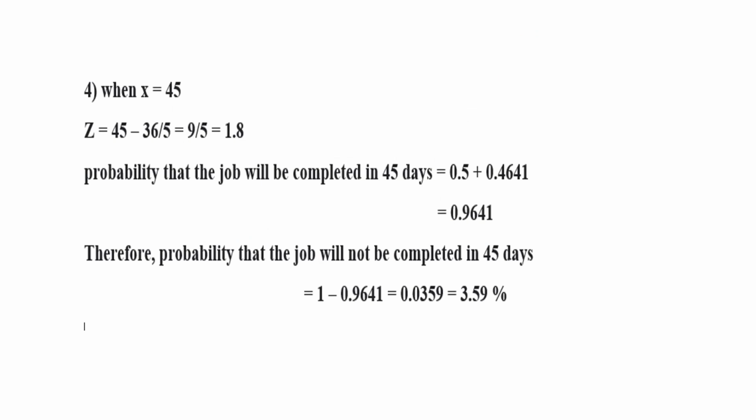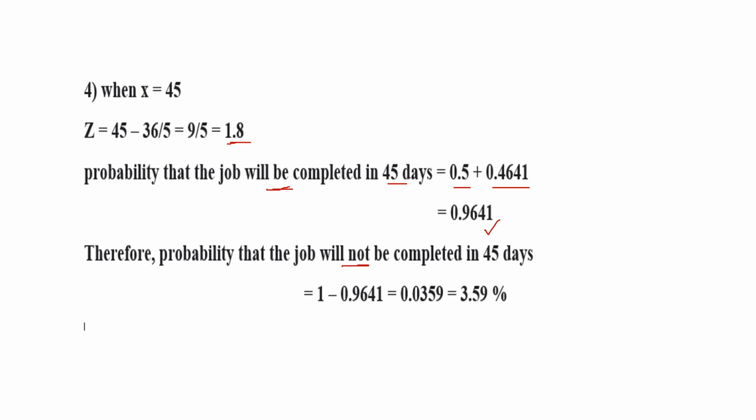Now the fourth question: what is the probability that the project will not be completed within 45 days? Here, we first calculate will be completed within 45 days, and the z value is 1.8. From the table for 1.8, you are getting 0.4641, and that is added with 0.5 and you are getting 0.9641.